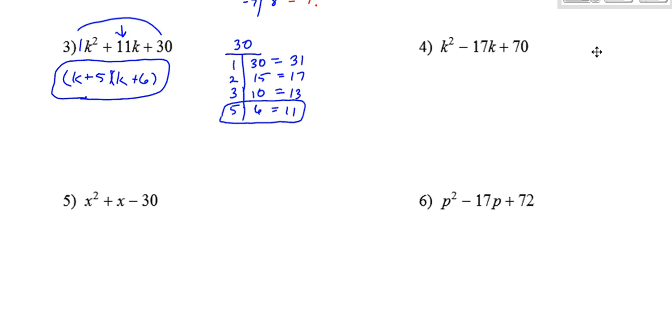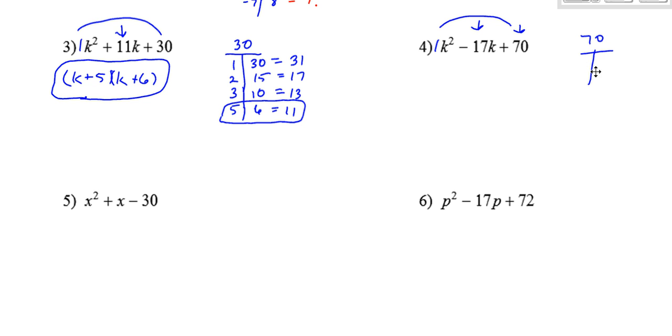Now, in number 4, I think this is a good one to go over because notice that our end term is positive, but our middle term is negative. So in order to have two numbers that multiply to a positive but add to a negative, both of those numbers would have to be negative. So I'm still going to start this the same way. I'm going to do 1 times 70, which puts 70 up there.